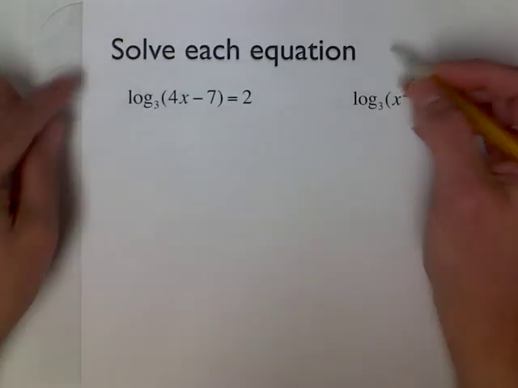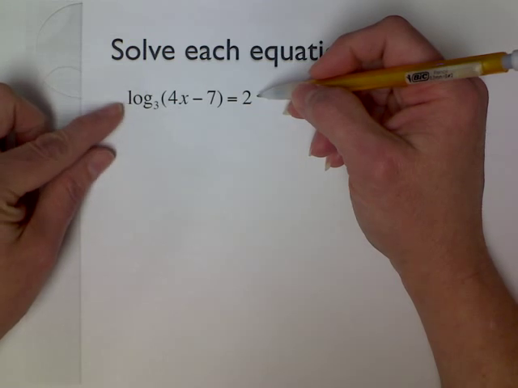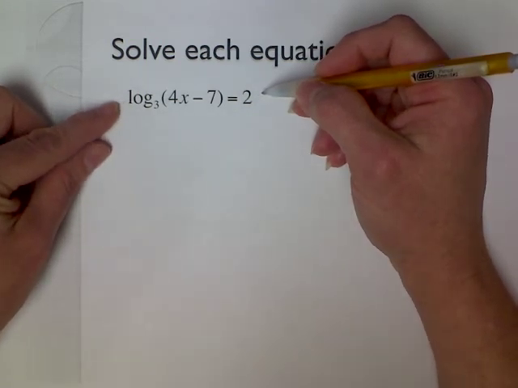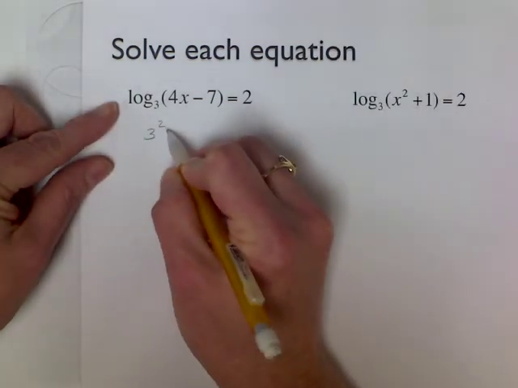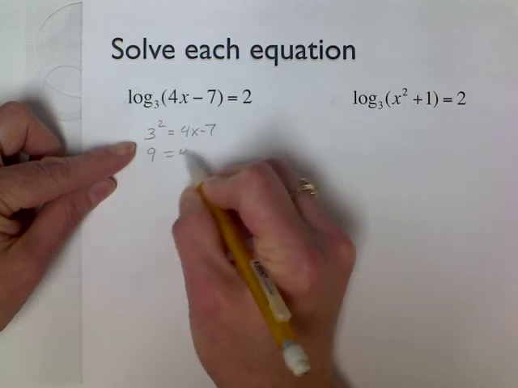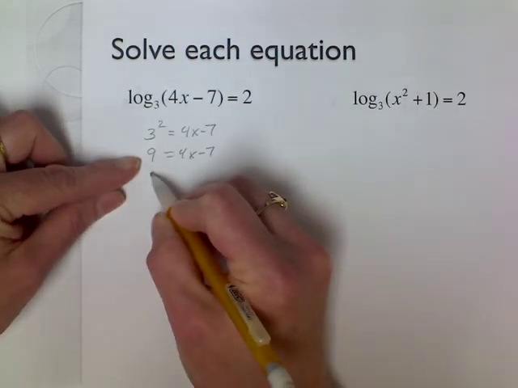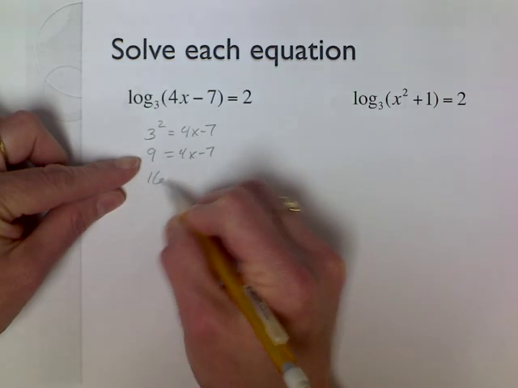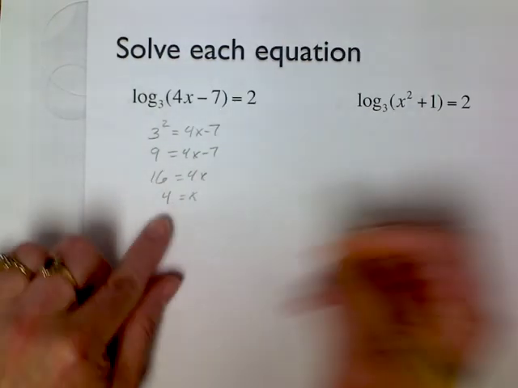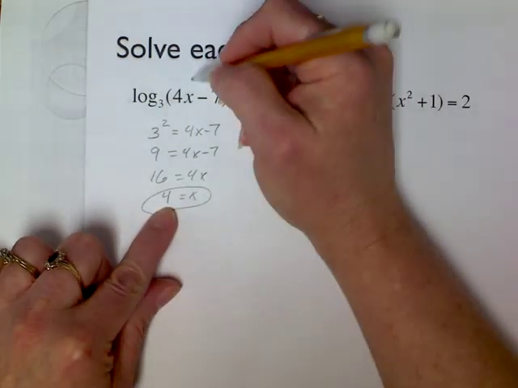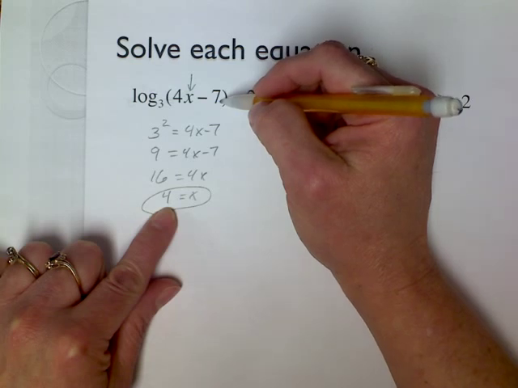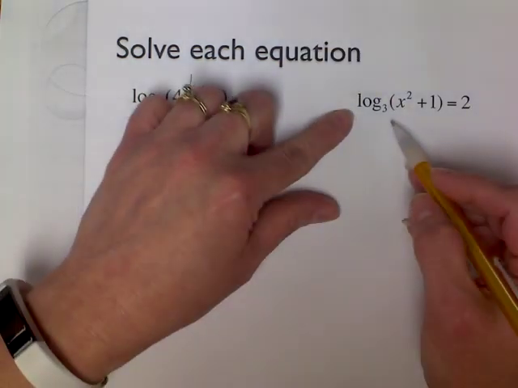Okay, let's take a look at this one. I need to write it in exponential form. Pause and write it in exponential form and solve it and then come back. This is 3 squared. It's 4x minus 7. So 9. I'm going to add 7. And I'm going to divide by 4. So the question is, if I put 4 in here for x, will I still be taking log of a positive number? The answer is yes. Let's come over here and try this guy.